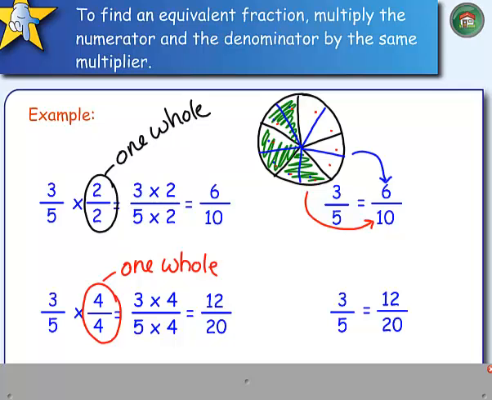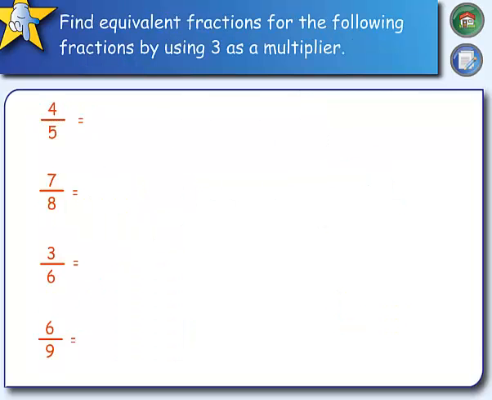So let's go ahead and try some of these problems. I would like you to find equivalent fractions for the following by using 3 as a multiplier. That doesn't mean you just multiply one number by 3. You have to multiply both the numerator and the denominator by 3. Please pause the video and write these into your notes.